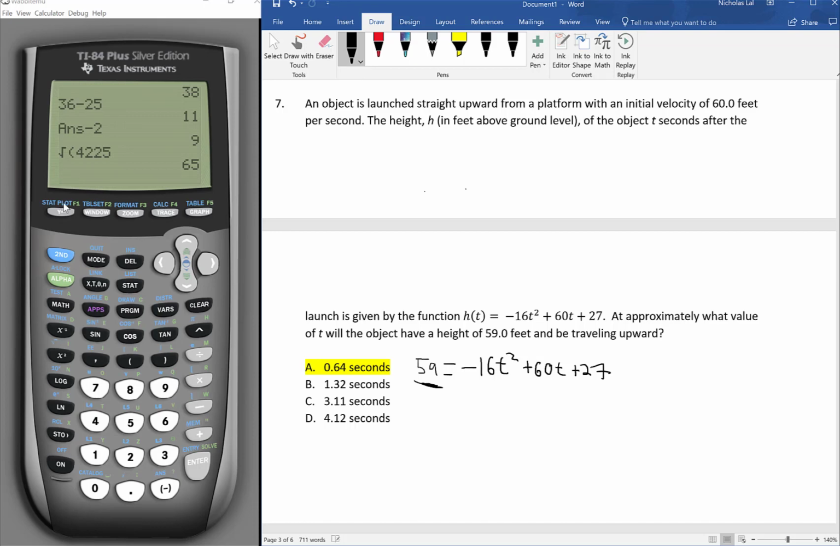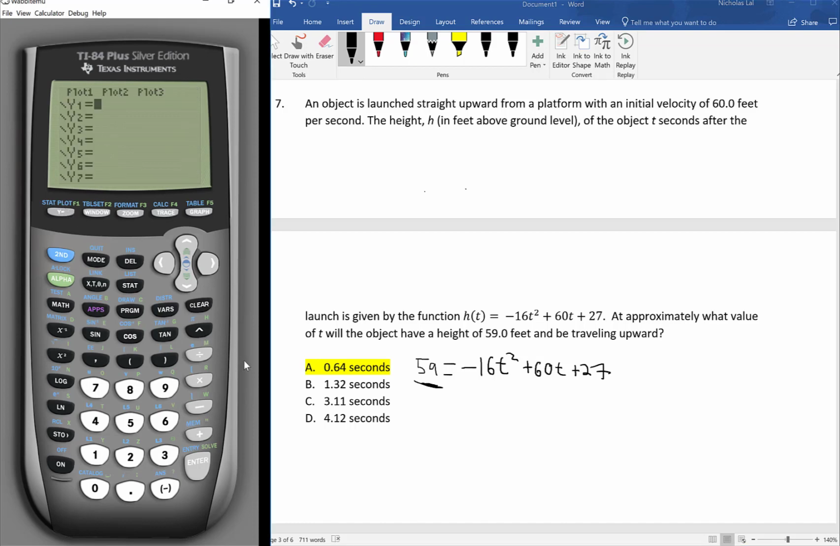So I'm going to create two functions in my calculator. One is the projectile motion of the object, negative 16. Our variable is t, but here in the calculator, the variable is x. X squared plus 60x plus 27. And the other has to be equal to 59. So I'm going to change my window so that my y max is 80. That way we can look at this and find the intersection. We can use second calc, find the intersection.